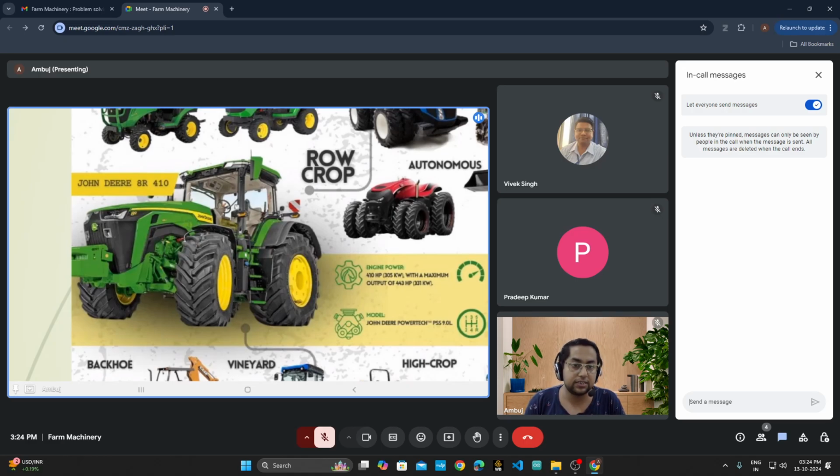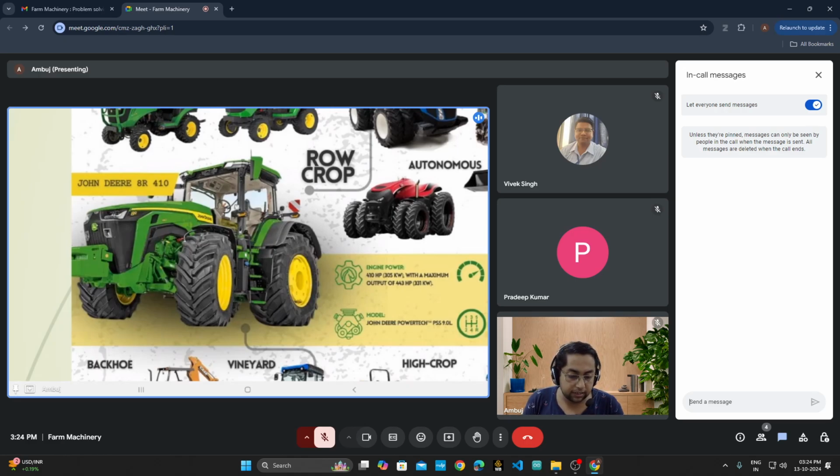Because all four wheels are having lugs. The meaning is that all four wheels would be generating tractive force. That is why it is a four-wheel drive tractor, and the size of the wheels is almost comparable. Front wheel as well as rear wheel have the same diameter. In case of your two-wheel drive tractor, front wheels would be somewhat smaller in diameter, rear wheels somewhat larger in diameter. So this is regarding John Deere 8R410, and from a picture you can identify whether it is four-wheel drive or two-wheel drive.